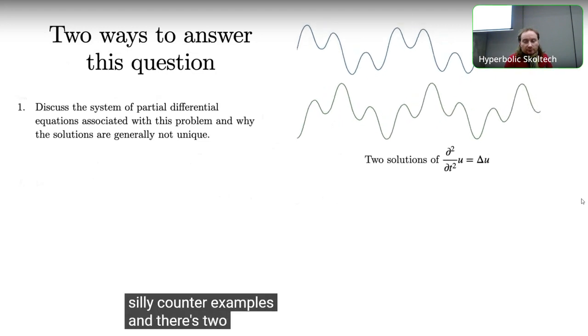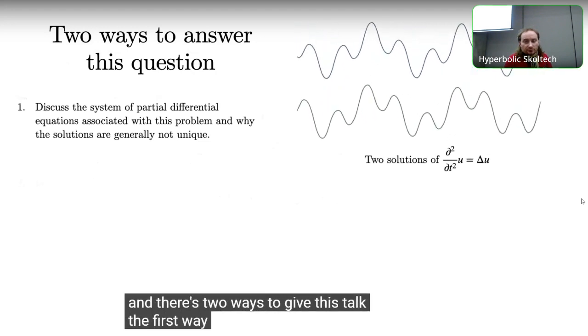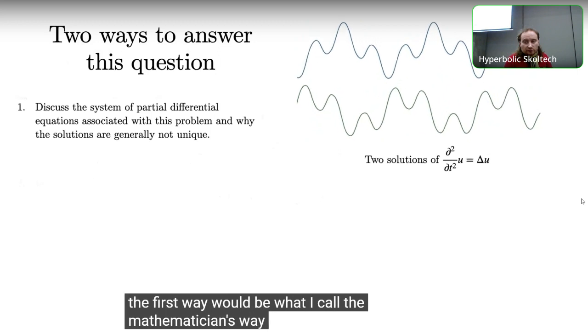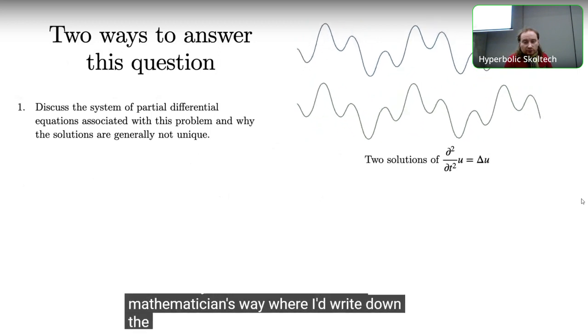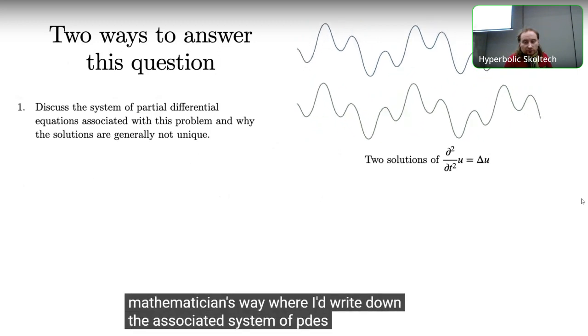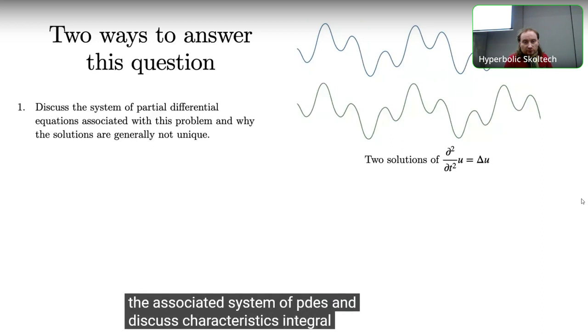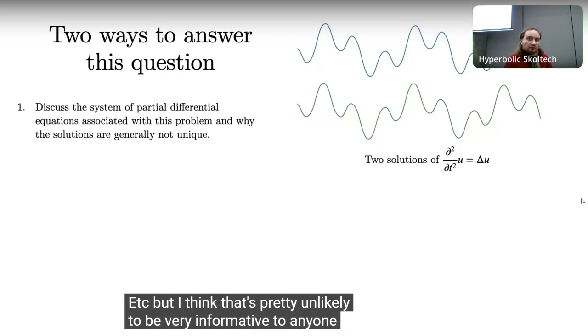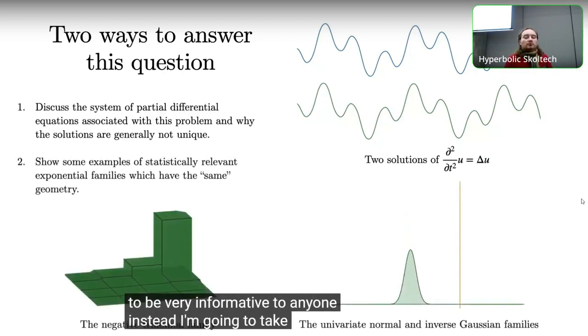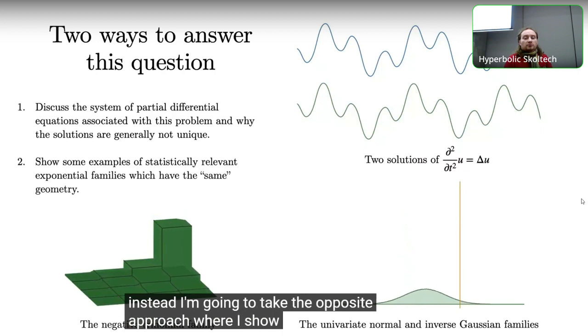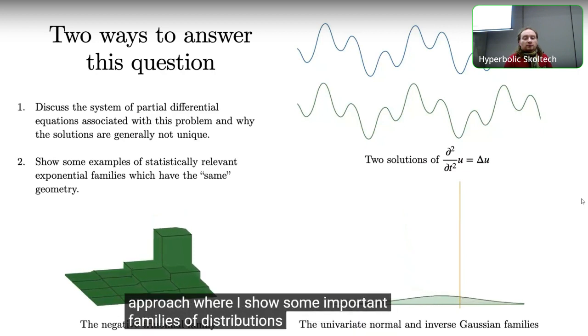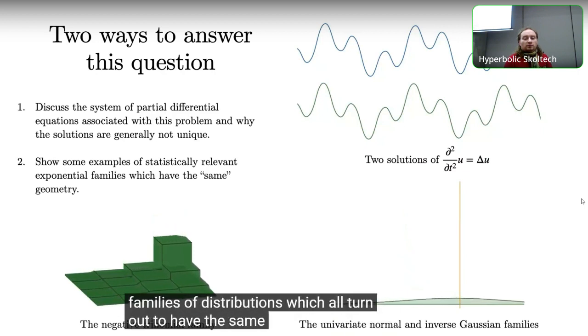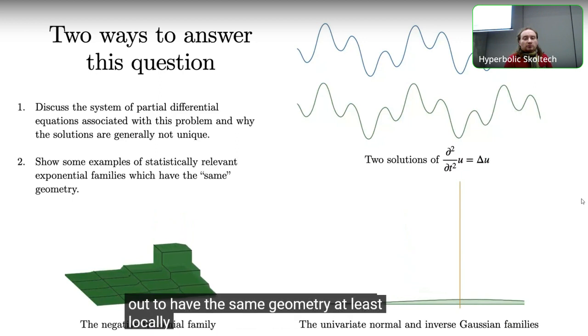And there's two ways to do this talk. The first way would be what I call an application start, where I write down the associated system of PDEs and discuss characteristics, integral systems, etc. But I think that's pretty unlikely to be very informative. Instead, I'm going to take the opposite approach, where I show some important families of distributions which all turn out to have the same geometry, at least locally.